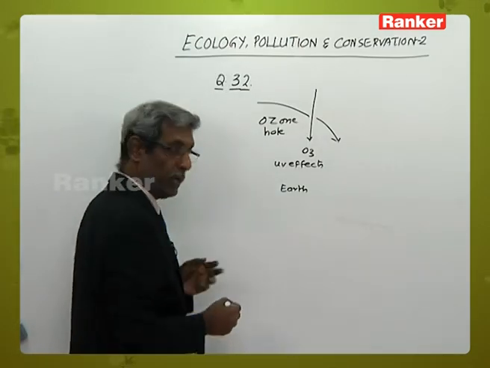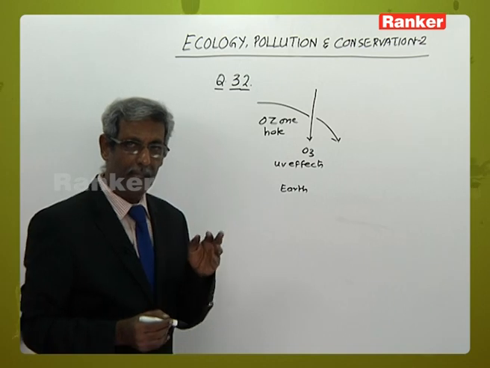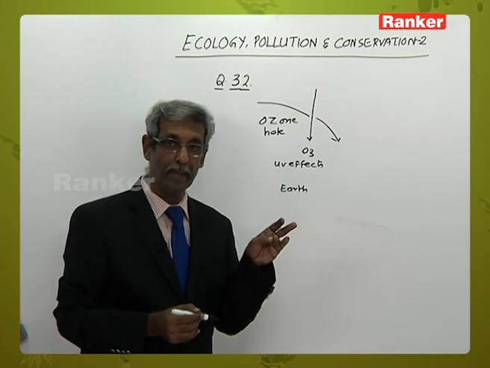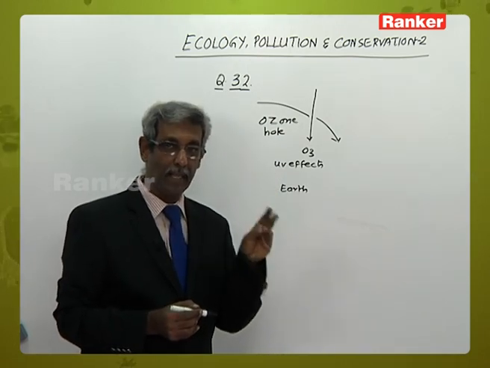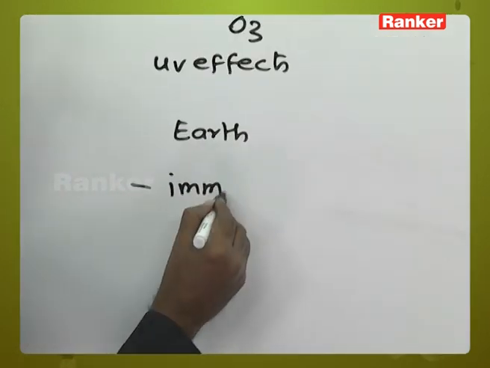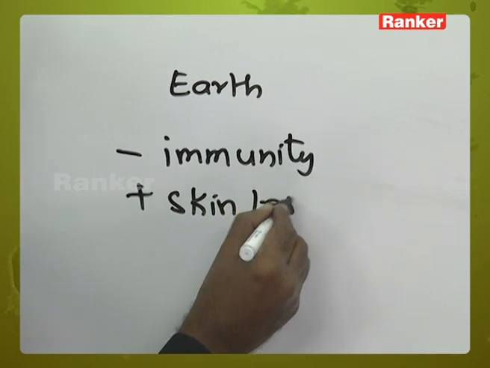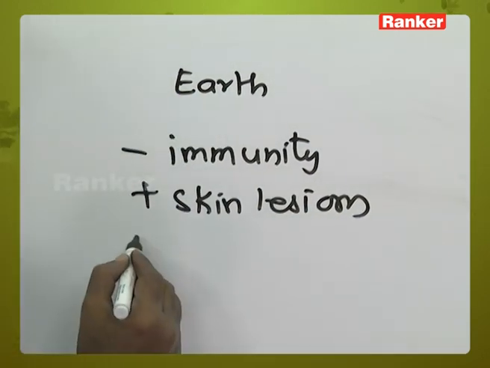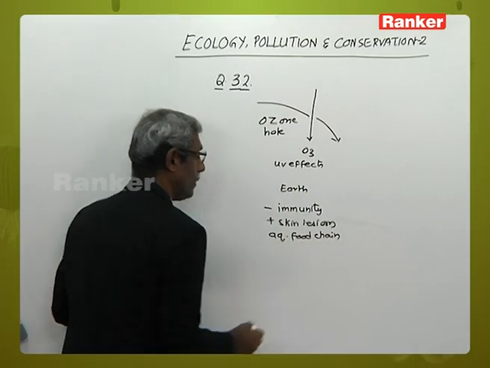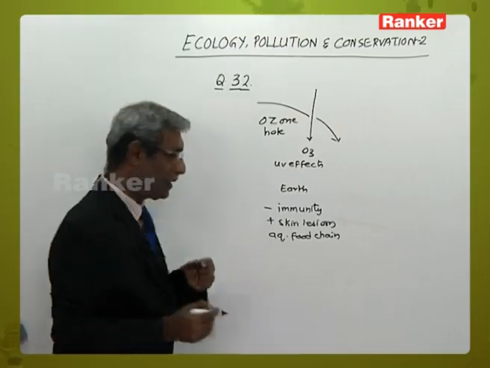and UV can affect humans, plants, animals, aquatic life. Preferably they cause cancer of the skin, and as well as they also cause loss of vision because it interacts with the cataract, and there is loss of immunity. So, because of UV effect there is negative immunity, more of skin lesions, and there is also disturbance in the aquatic food chain. So, one very important consequence of loss of the ozone hole is penetration of the UV radiations. The answer is C.